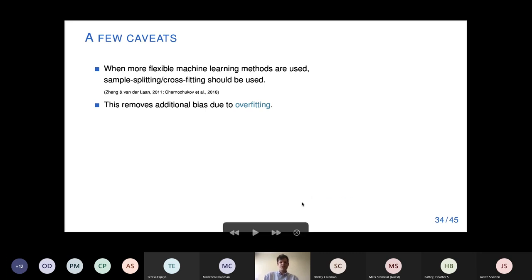So maybe this all seems a little bit too clean, given that I'm proposing to bring in these more flexible methods. And it's true that when very flexible machine learning algorithms are used, in general, sample splitting or cross-fitting should be used. So the estimates of these conditional expectations should usually be estimated from a separate sample to the one used to draw inference on the target parameter. By doing this, we're removing additional bias, which is due to overfitting the learners.